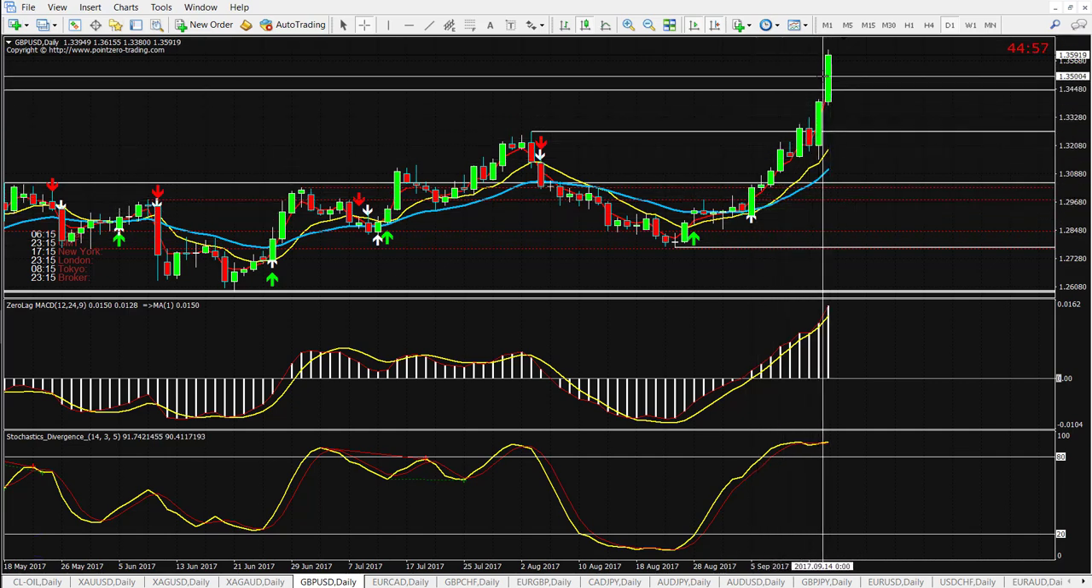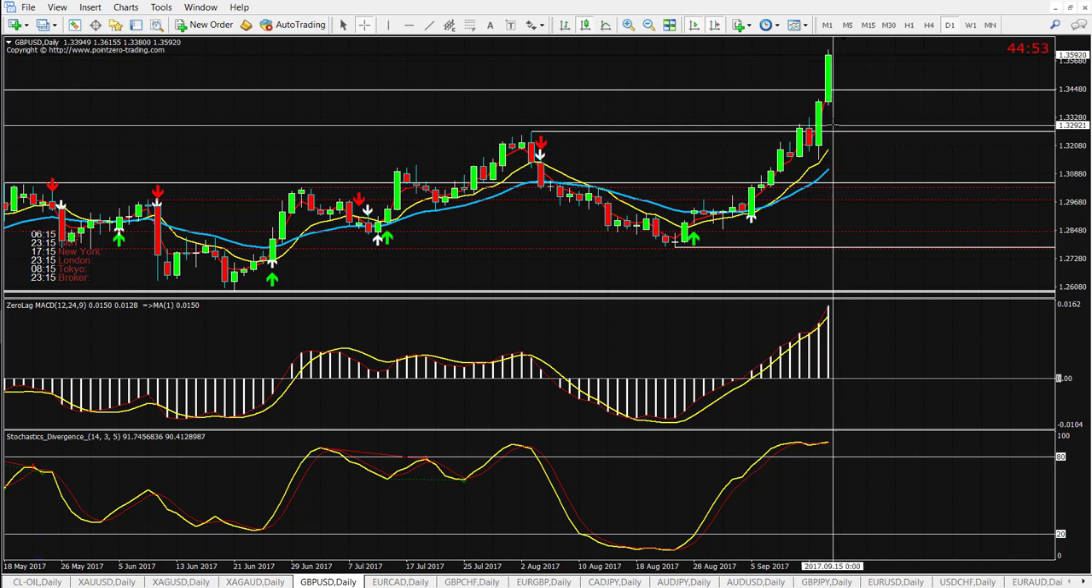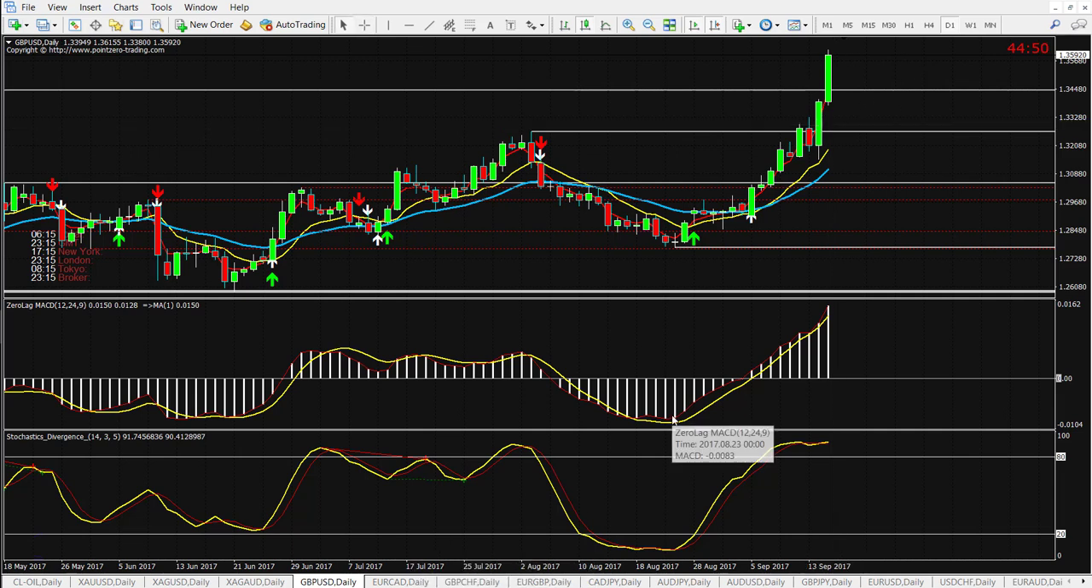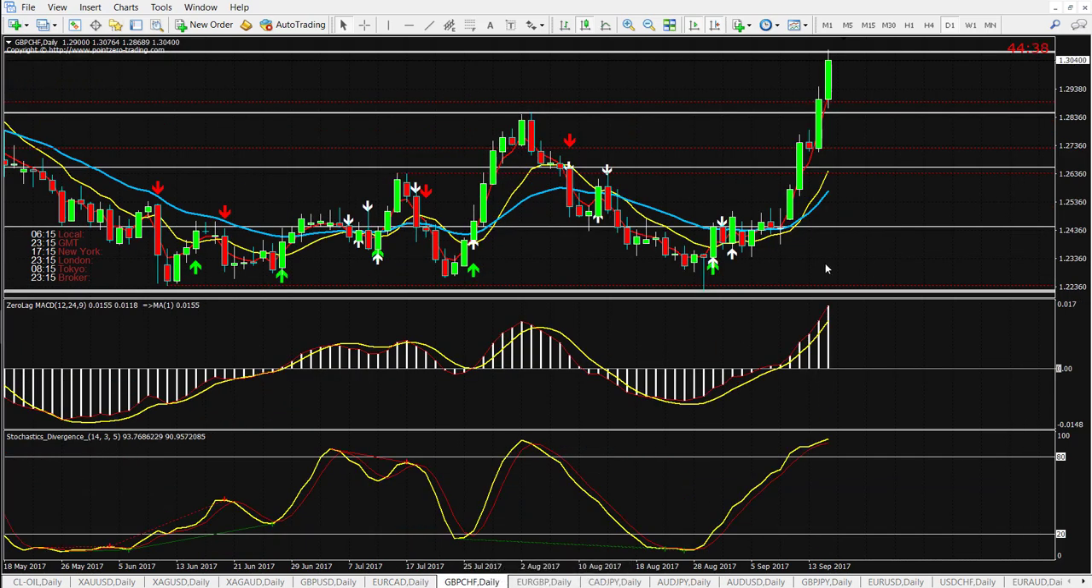You just ride the wave all the way up, and every step you move your stop loss closer to the price, and then you lock in some more profits. So, a very fantastic week for GBPUSD and all the pound pairs. Let me show you first the pound pairs. This is GBPCHF. As you can see, it's a very strong move.